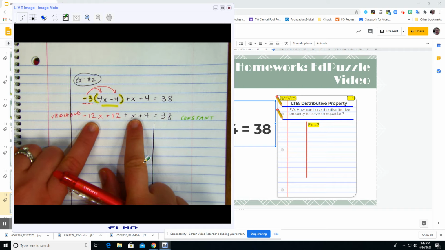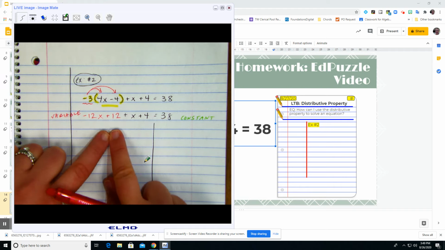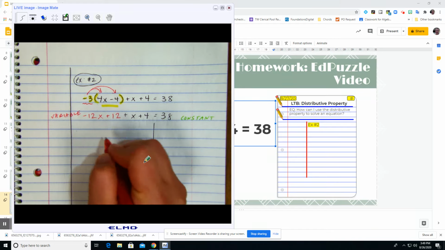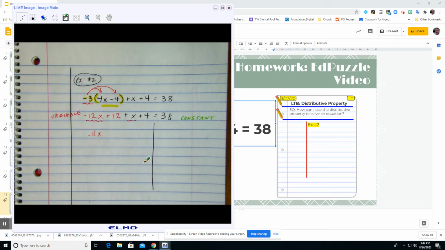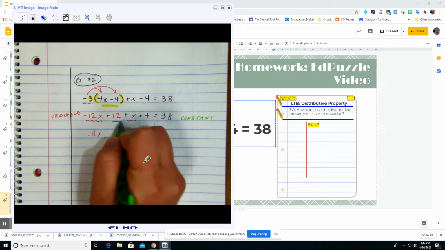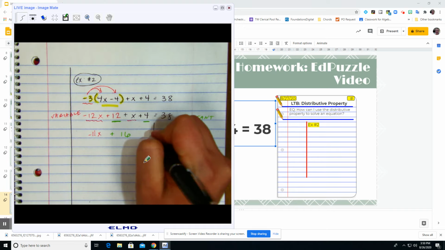I'm noticing I have a negative 12x and an x on the same side, so those have to go together. So when I do that, I get negative 11x when I add the negative 12 plus the x. I'm noticing I have a 12 and a 4 on this side, which adds up to 16. And then I have 38.